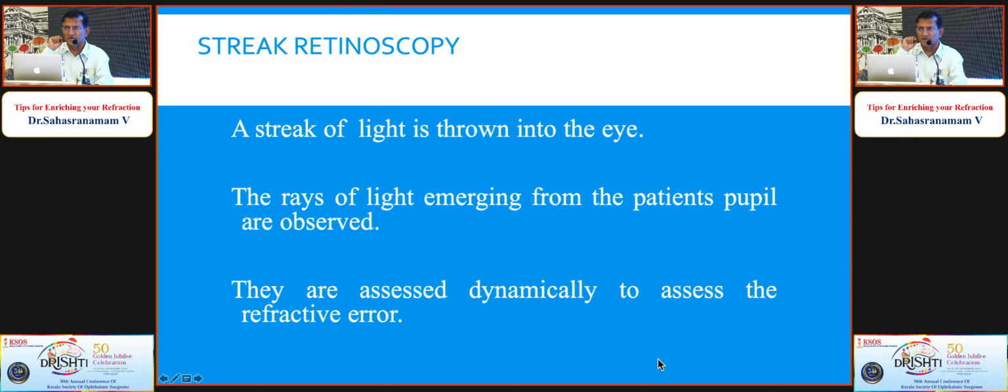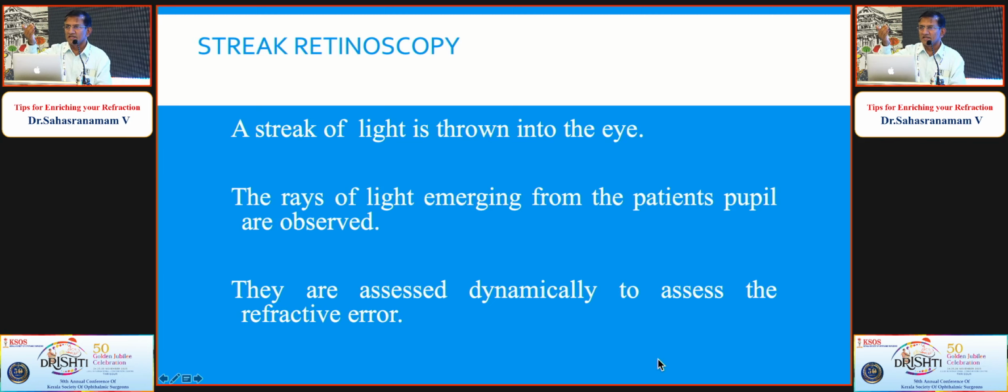retinoscopy and refraction. So, either with a streak retinoscope or with a reflecting retinoscope, what you do is you reflect light onto the eye. The patient is seated in front of you. For ease of calculation, we will say that the patient is seated 1 meter in front of you. With this retinoscope, you reflect light onto the patient's eye. So this illuminates a patch of the retina.